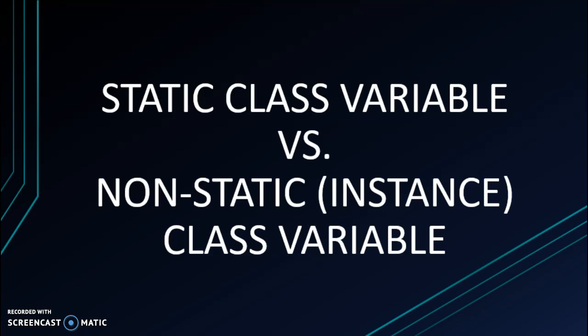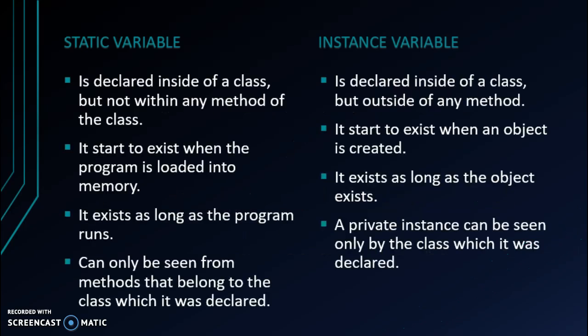Both are member variables because they are both associated with a specific class, but these are the following differences. A static variable is declared inside of a class, but not within a method of the class. It starts to exist when the program is loaded into memory. It exists as long as the program runs, and can be only seen from methods that belong to the class in which it was declared.